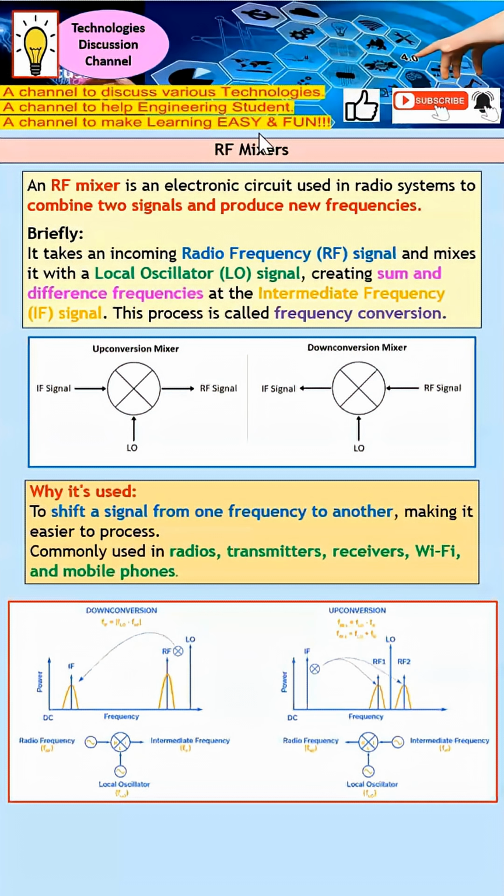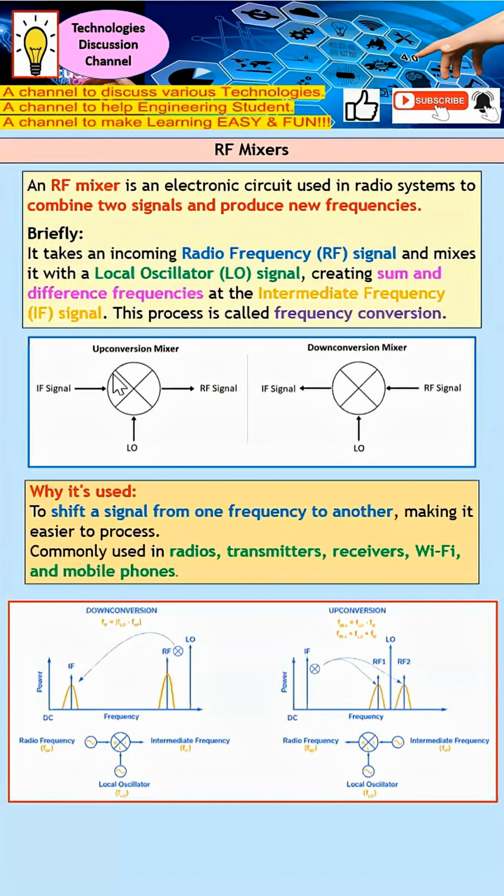I'd like to explain briefly what an RF mixer is. An RF mixer, in fact, is a three-port device. As you can see from this diagram, this is actually a mixer: first port, second port, and third port. So an RF mixer is a three-port electronic circuit device that is used in radio systems to combine two signals into one signal that has a new frequency.